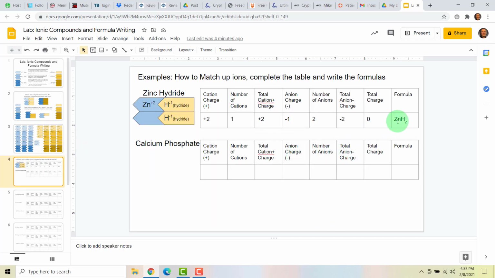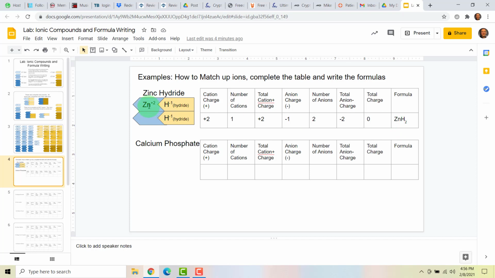When you're done at the end, your formula is going to be written so that you actually have the proper formula. So you may need to revisit things that we learned earlier this year with the crisscross method. Or if you notice I have 1 zinc. Again, I don't really worry about charges in my formula. I just worry about the number of pieces I have, or the number of atoms I have. So I have 1 zinc and I have 2 hydrogens, so it becomes ZnH2.